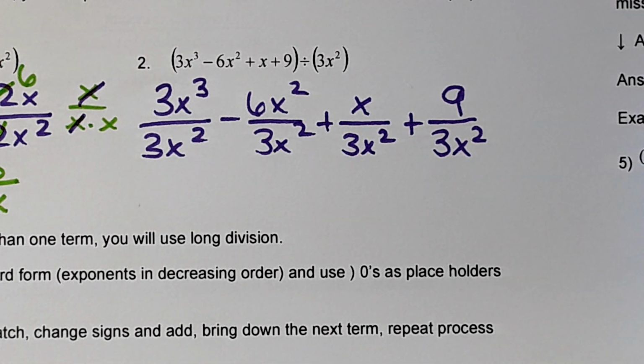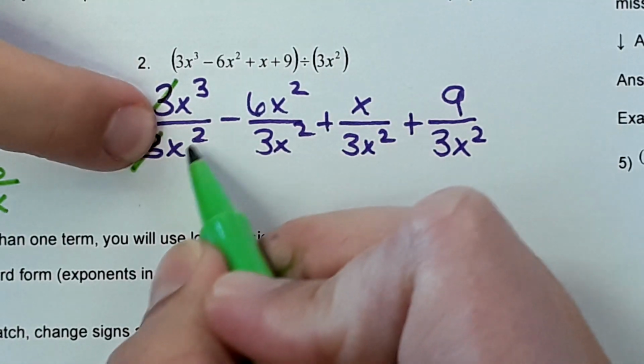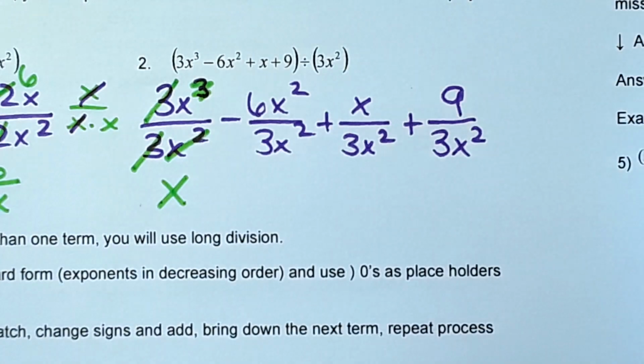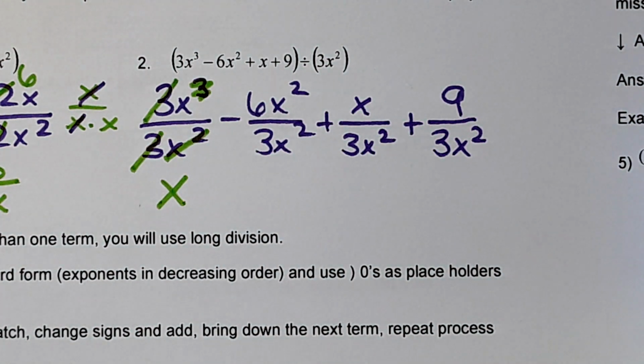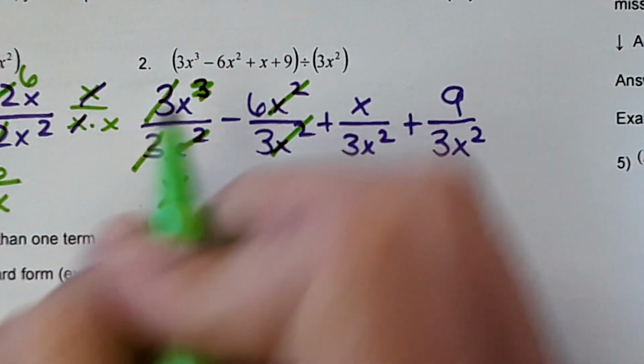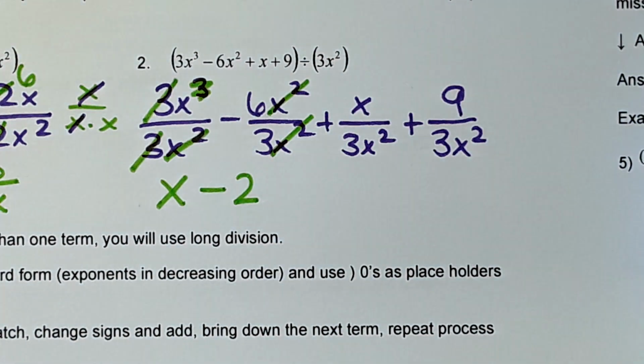Okay, so now we're going to do the same thing, just simplify this. 3's would cancel here. This would cancel out, and we'd be left with 1x on top, so we just get x here. And the next term, x squared over x squared goes away, and then we're left with 6 divided by 3, so minus 2.